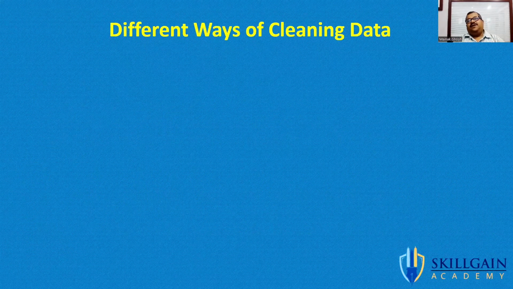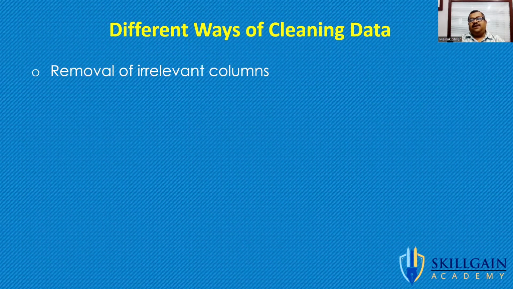Now, what are the different ways of cleaning data? Let us discuss in a broader way. The first is removal of irrelevant columns. When in any column most of the values are absent, then it is unnecessary to consider the column. And in other ways, if any column has most of the values identical, that is, it does not give any variability to the dataset, then also it is unnecessary. We identify those columns and delete them from the dataset as a first step.